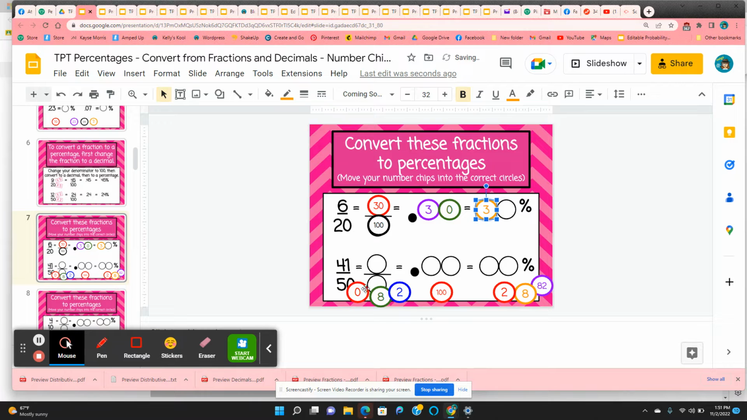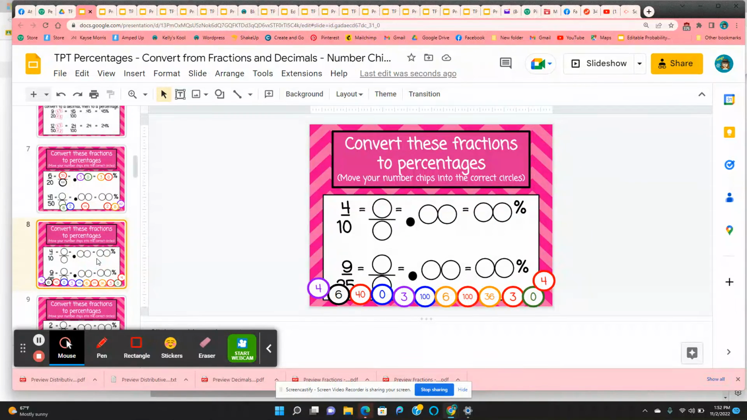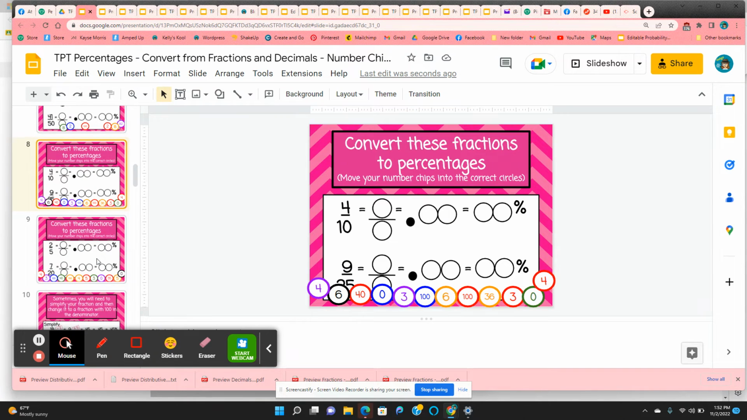So they will use every single number chip. If they find there's one or two that they can't use, then they need to go back and find their mistake. So they've got a few more to practice, change their denominator to 100.